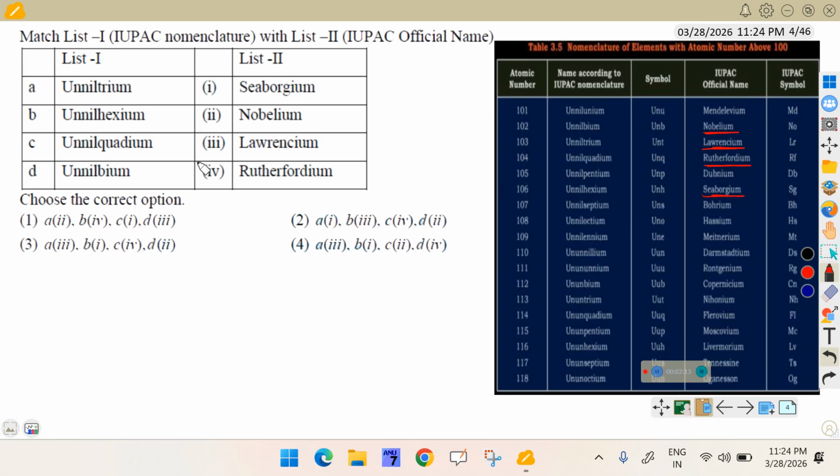Match the following. Seaborgium, atomic number is 106. Unnilhexium, Seaborgium, Unnilhexium, B1, 2 options are there. Nobelium 102, Unnilbium, D2, B1. Third option is the correct option.